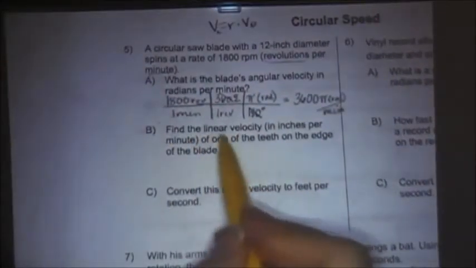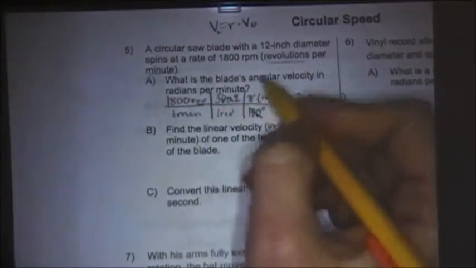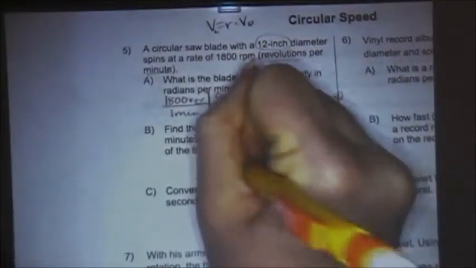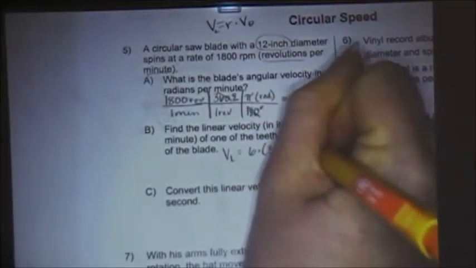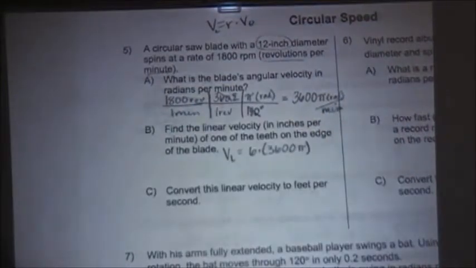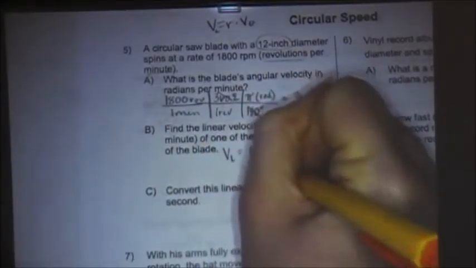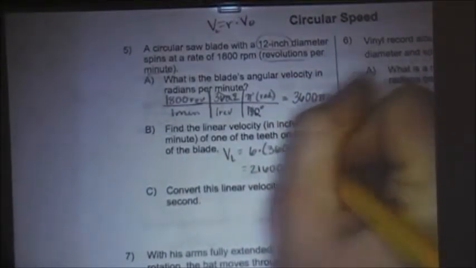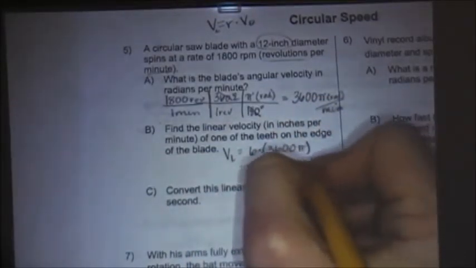So I want to find linear velocity. So this is the formula I'm going to use. I need to do my inches, my radius, but they gave me a diameter, so I have to half that. So I'm going to do VL equals 6 times 3,600 pi. Now, if I'm going to leave this in terms of pi, I get 21,600 pi inches per minute. Because this was 6 inches, remember radians doesn't have a label, so it was radians per minute, so now I'm in inches per minute.